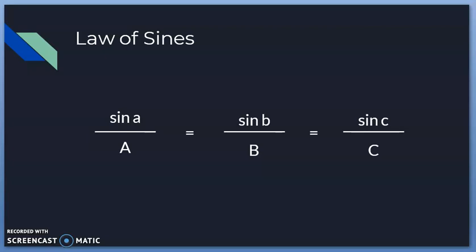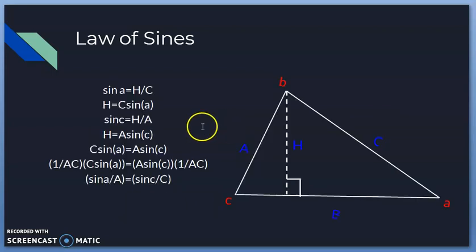This formula states that the sine of angle A over side A is equal to the sine of angle B over side B, which is equal to the sine of angle C over side C. Why is this the case? Well, let's look at it. If we draw an altitude down, we can form two right triangles. This will help to explain why the law of sines is like this.